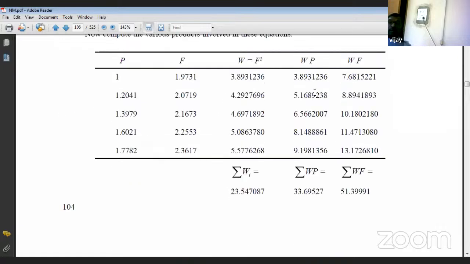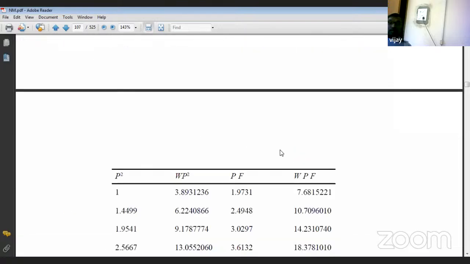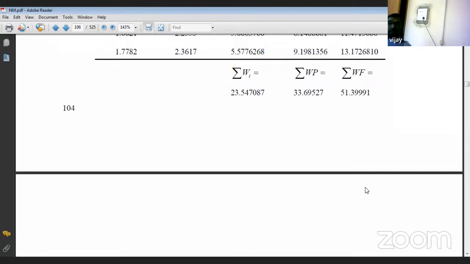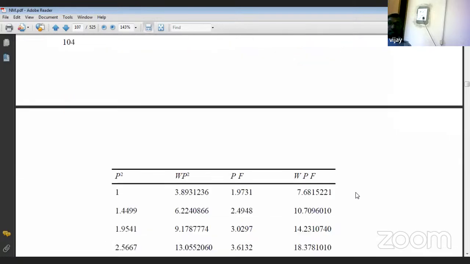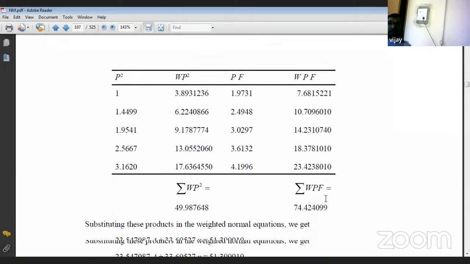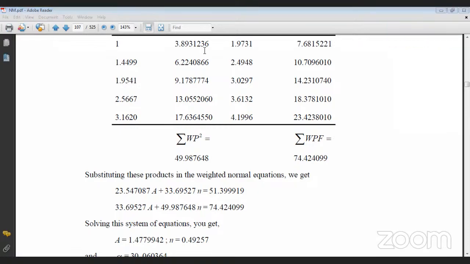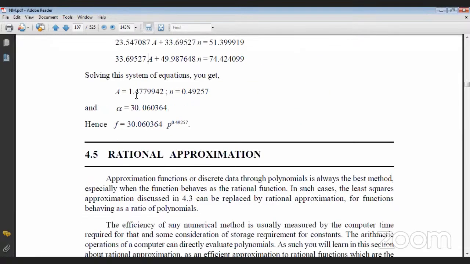Then again we are doing the same, P of F. What is P of F? This is my P of F, 1.9, so 7.6. This is W of F, not P of F. We are writing W of F here, 7.68. These values are written. So after that, WP square, 25 point, I'm calculating and writing the values. The solution is the A value and the n value.